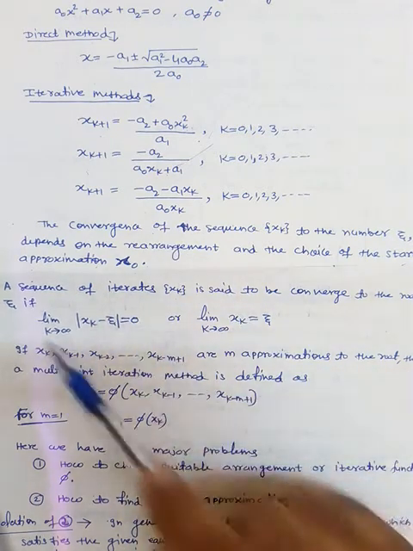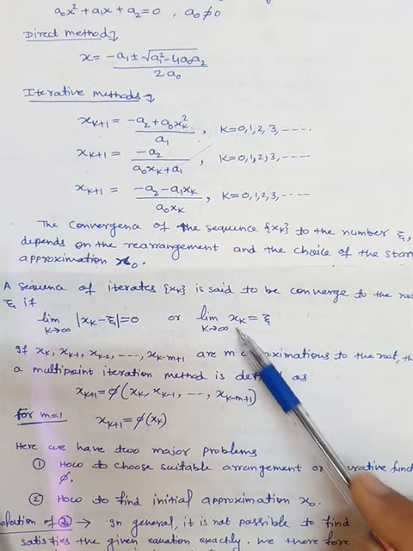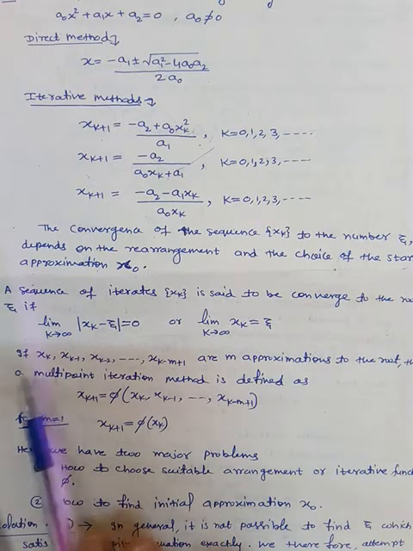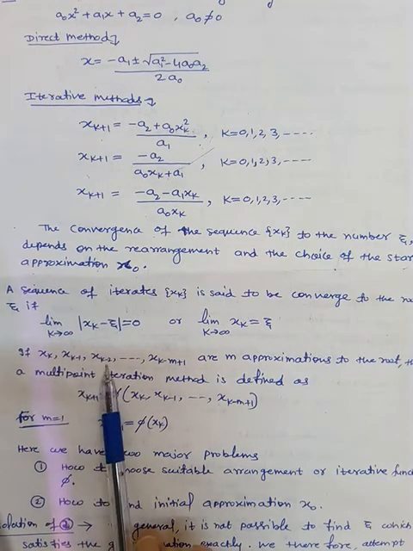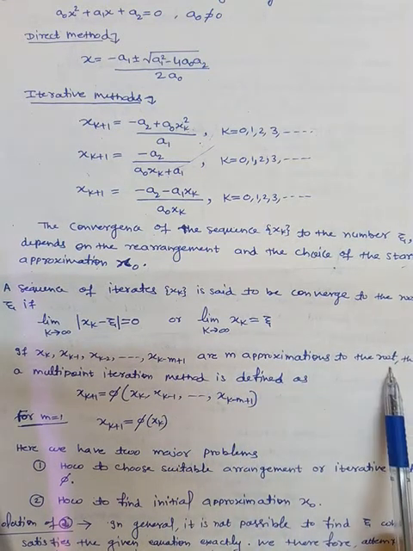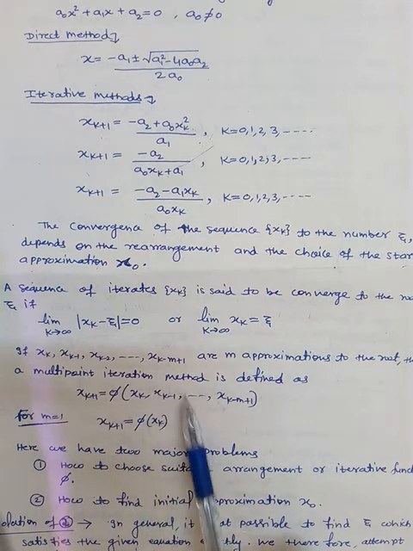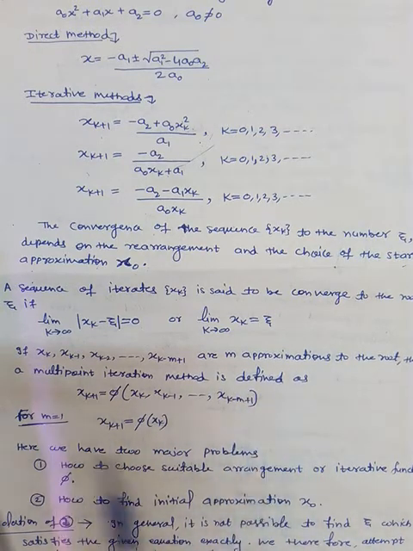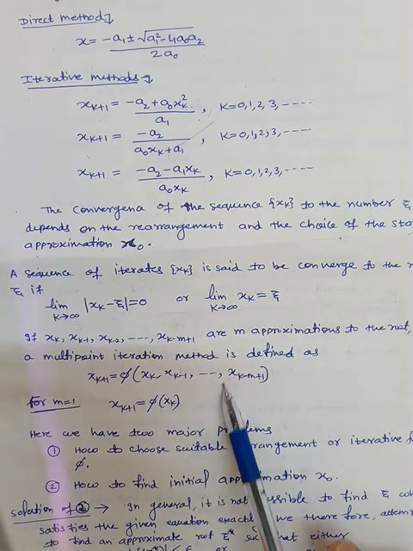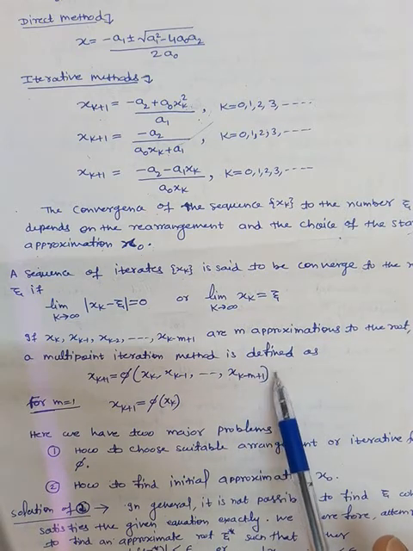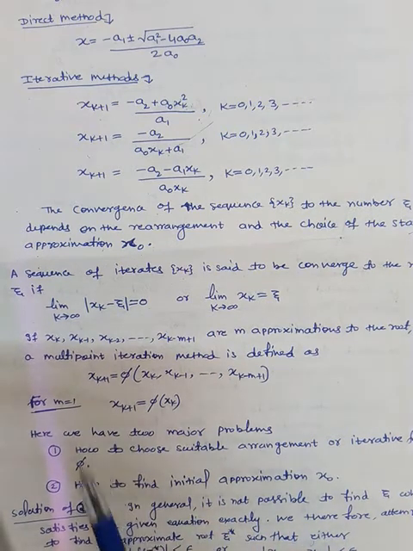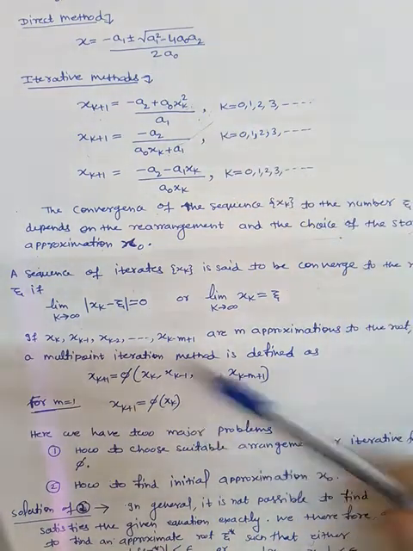So in the limit form this can be written as limit k tending to infinity xk is equal to j. Okay, now here if xk minus 1, xk minus 2, up to xk minus m plus 1 are m approximations to the root, then a multi-point iteration method is defined as this. This is the multiple point method. Okay, so xk plus 1 is phi of xk, xk minus 1, up to xk minus m plus 1. These are the m approximations. Then you can easily find out the next root. Okay, because these are the single point methods, these are the multiple point methods.